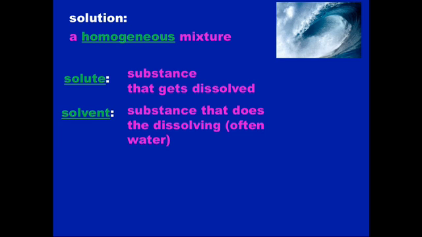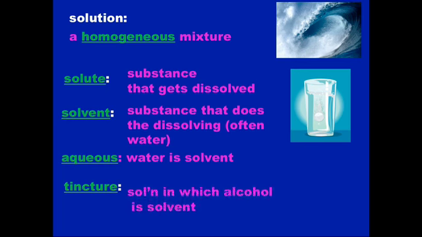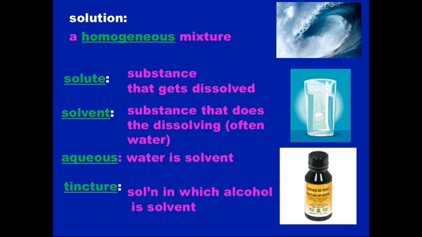For instance, there's a picture there of a wave. We have salt water. Salt would be the solute. It's getting dissolved, and water is the solvent in that situation. If something is aqueous, that means that water is the solvent. So you could say aqueous salt, and that would be salt water. If something is a tincture, that means alcohol is the solvent instead of water.